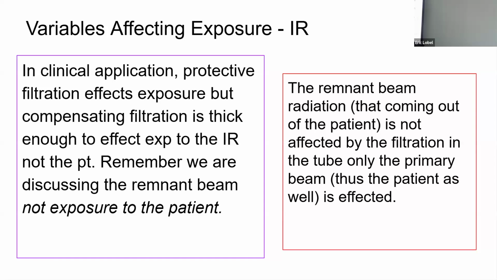Intensity goes down because you literally have less photons. They get absorbed, right? They never even make it to the primary beam. They get killed in the tube before they even make it out.